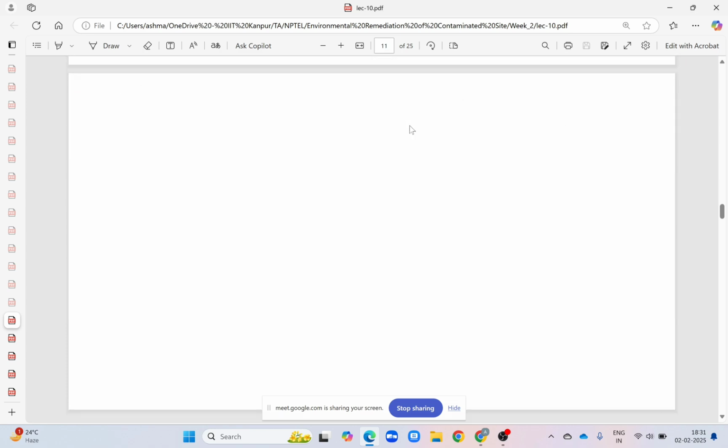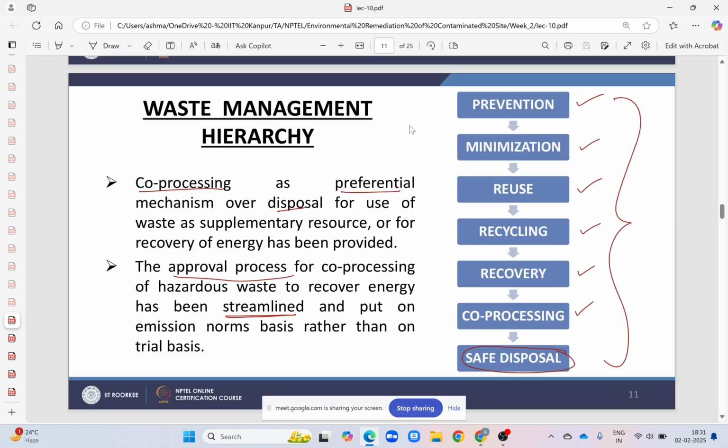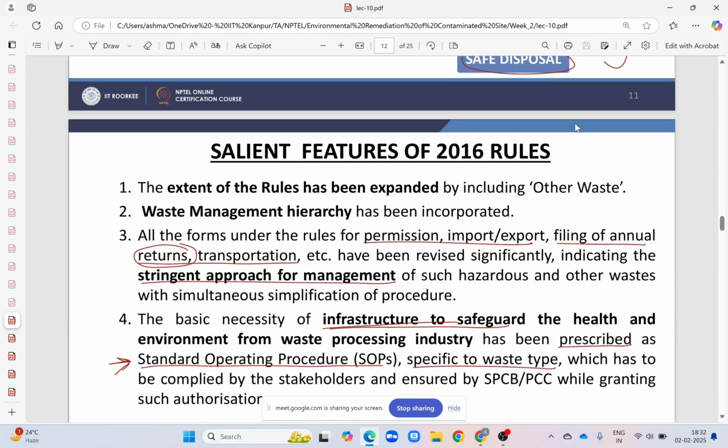So these are some of the salient features of the 2016 rules. Now the waste management hierarchy. First is prevention, next is minimization. The waste generation should be very low, and whatever is generated should first be reused, and if it cannot be reused, then it should be recycled, or if not recycled, then all the useful material should be recovered, or it can be co-processed with other waste. Finally, if it has gone through all the above steps and nothing can be extracted or reused, then it should be sent for safe disposal in the landfill designated for hazardous waste disposal.